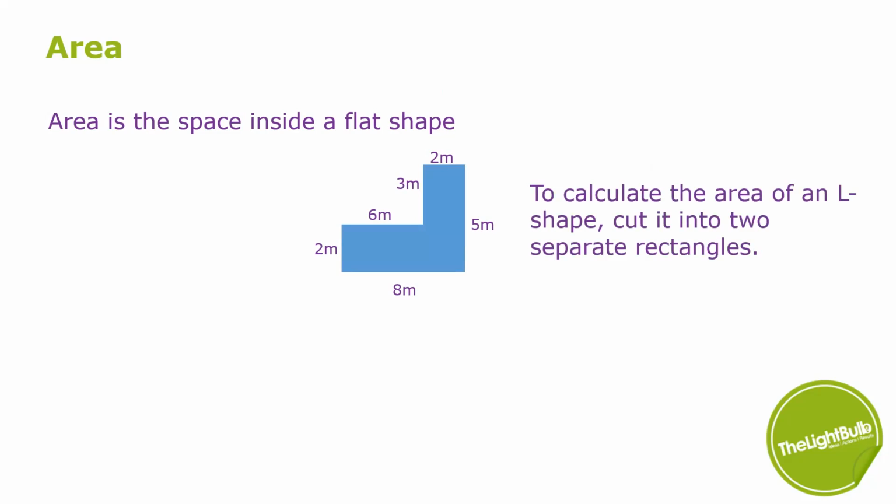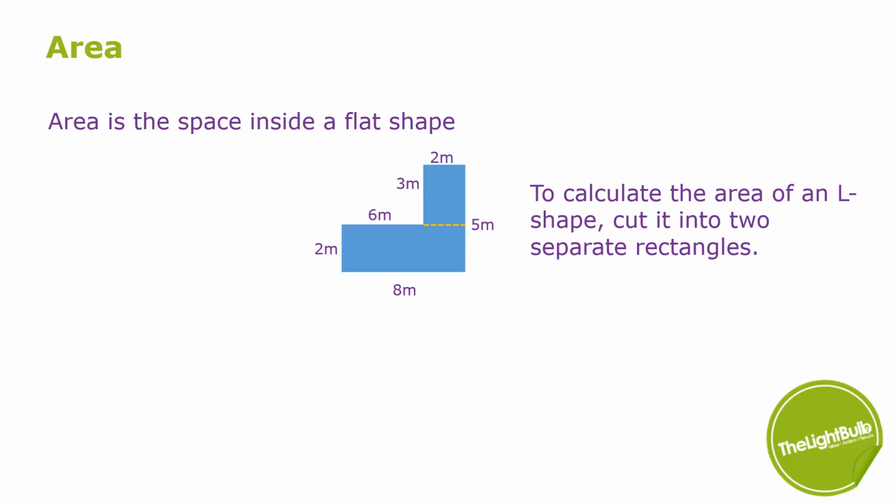Well, what we do is we need to visualize it as two rectangles. So if we put a dashed line across and cut it into two rectangles in the manner that you see on the screen, for instance, then what we can do is we can work out the area of the two rectangles separately and then add them together.